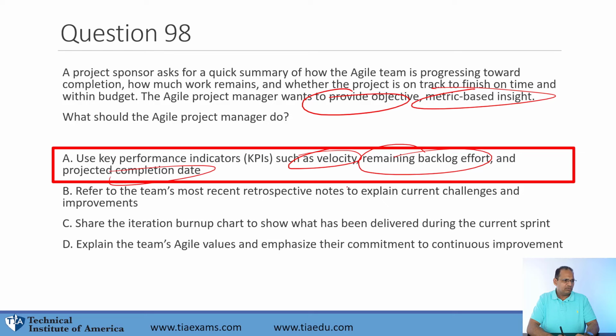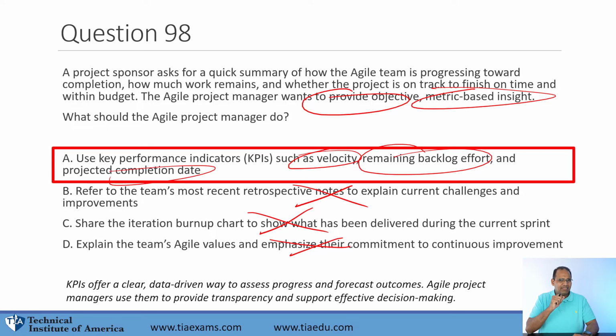We don't want to just refer to notes. Those are going to be more subjective. The iteration to show what's been delivered may show one part of it, but A shows more. The team values and their commitment. This is very subjective. You want something more objective, such as a KPI. Making A the best answer.